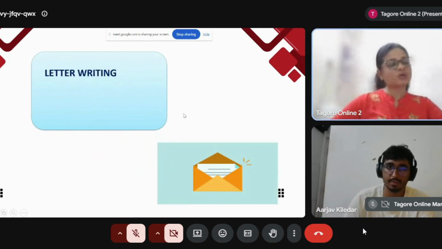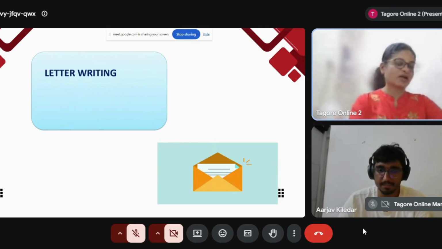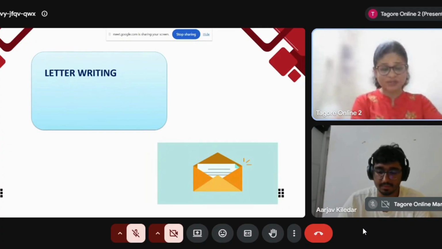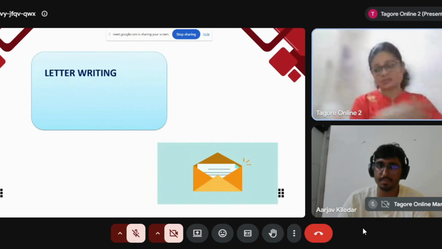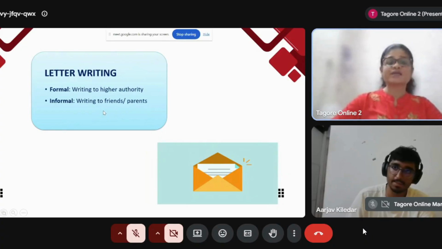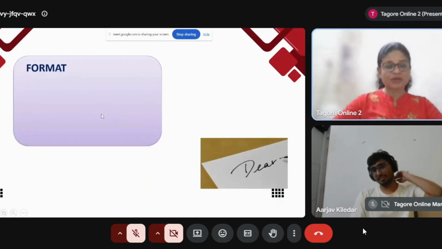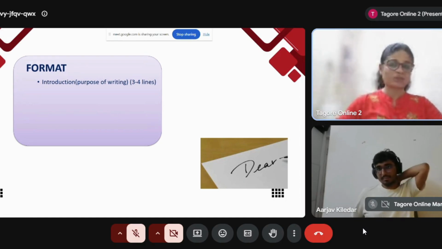Then in that you also have letter writing, Ajay. We just went through the graph. You also have letter writing. This is an absolute school kind of letter writing. Formal, informal. Informal would be, I'd rather take that. There's nothing much to talk about. Formal is writing to your higher authority. Informal would be writing to friends and parents. And what would be your format, if you remember? Tell me, what is your format for formal writing?